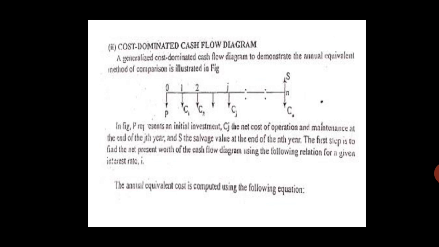Initial investment is P, it has got a life of n years, C1, C2, C3 to Cn, these are the costs. So P represents the initial investment, Cj is the net cost of operation and maintenance at the end of the jth year, and S is the salvage value at the end of the nth year. The first step is to find the net present worth of the cash flow diagram using the following relations at the interest rate I.